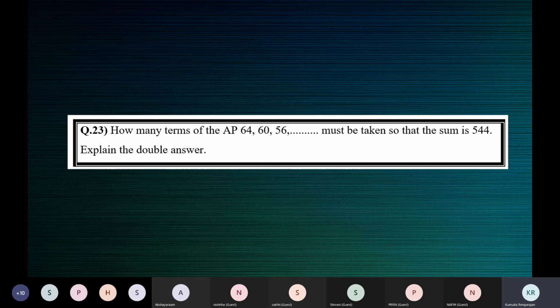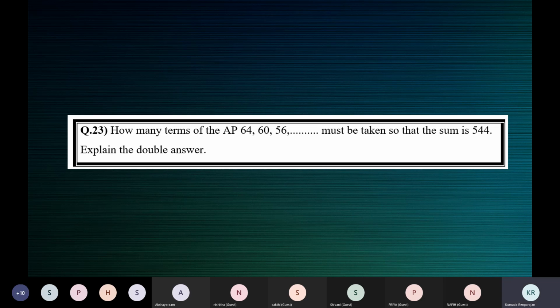How many terms of the AP 64, 60, 56? You can see these are multiples of 4 in descending order. I'm just telling you, the terms of this AP happen to be multiples of 4. The terms need not be multiples of any number. How many terms of the AP 64, 60, 56 must be taken so that their sum is 544? Earlier the sum was 0 we had.